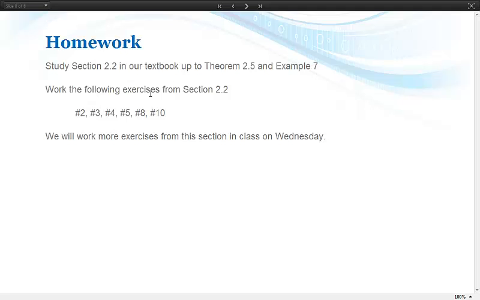And then work the following exercises from section 2.2. Number 2, number 3, number 4, number 5, number 8, and number 10. We'll review those at the beginning of class and work several more exercises from this section on Wednesday. That ends our lesson for today.